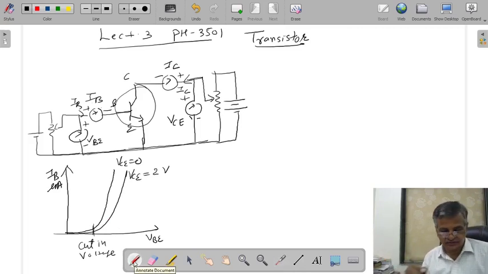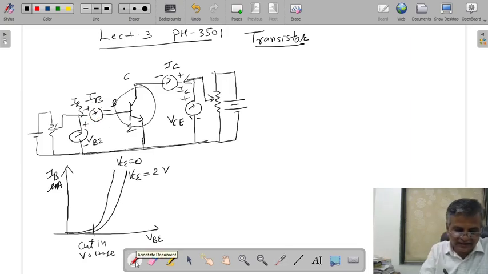Now, output characteristics. What are the output characteristics? Already we have discussed. Keep the base current fixed with the help of this potentiometer by adjusting a suitable voltage here. Say I have kept 20 microampere. Now vary the VC with the help of this and note down the corresponding value of the collector current. Repeat this procedure for a different value of the base current.